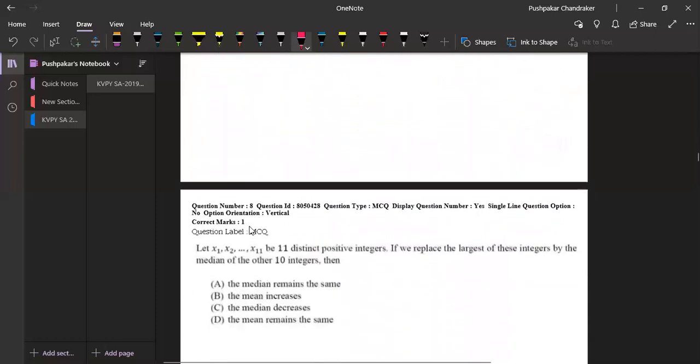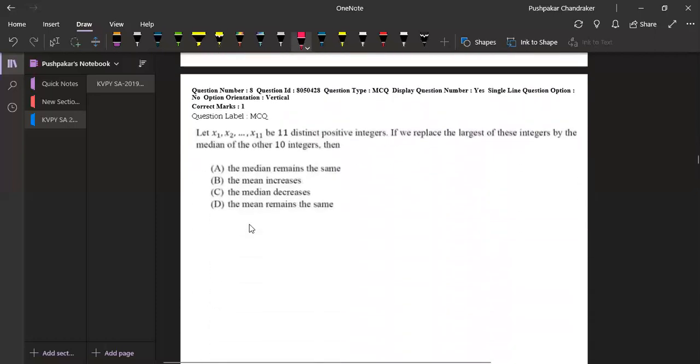Okay, next question number 8. Let x1, x2 up to x11 be 11 distinct positive integers, and we replace the largest of these numbers by the median of the other 10 integers. This is based on the average, statistics chapter. Very simple concept. Let us assume x1 is less than x2, less than x3, up to x11. Why are we assuming this? Because for finding the median, we have to arrange the numbers in ascending or descending order.